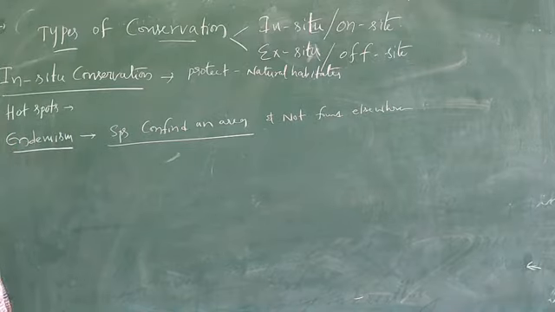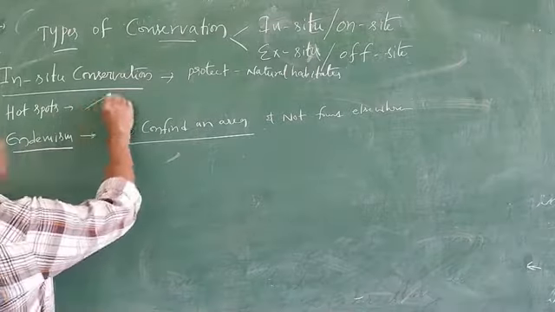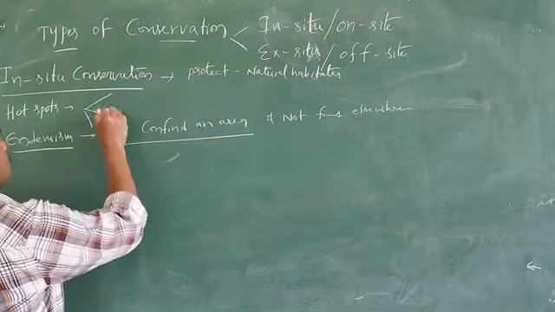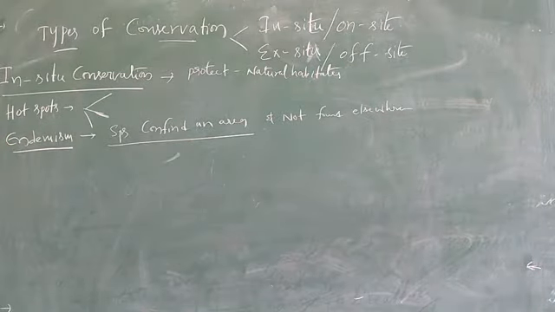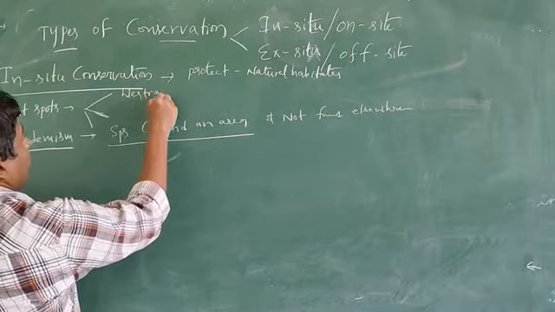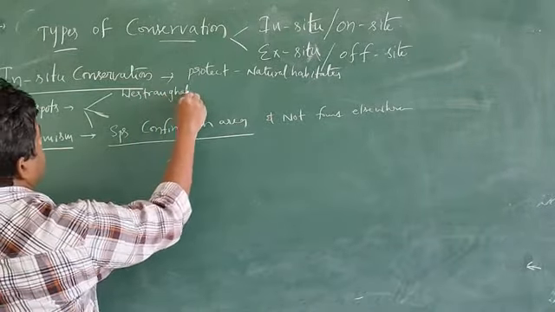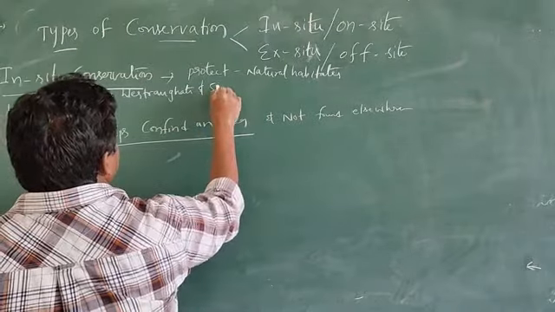Next, hotspots. Suppose here you can see the hotspots. How many hotspots are present? There are 3 hotspots that are given in your important examples. Here you can see the 3 hotspots. The first one is the Western Ghats and Sri Lanka.